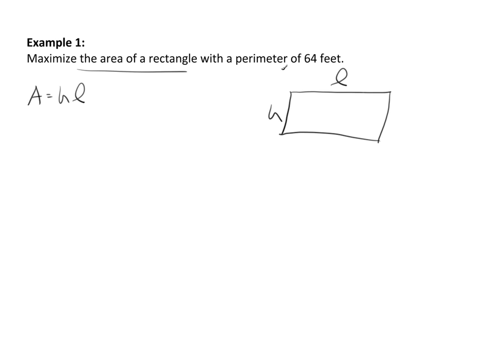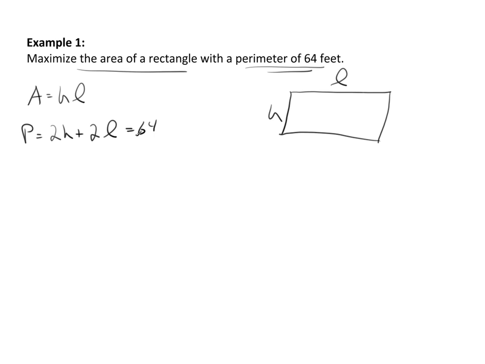But I have a constraint. The perimeter is 64 feet. That's a constraint. The perimeter is going to be twice H plus twice L. The perimeter is 2 times H plus 2 times L. It's all the way around. But I know that that perimeter is actually equal to 64.